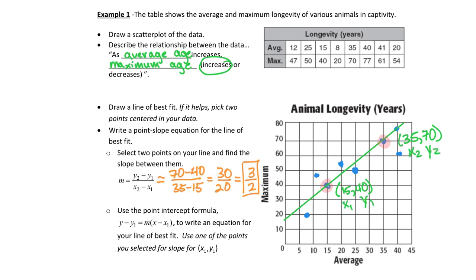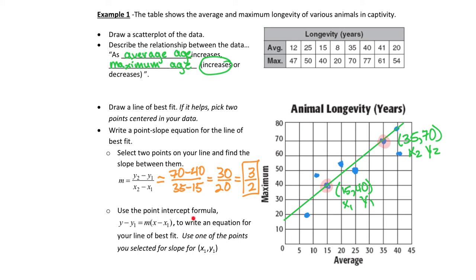All right, so let's see what I did here. I made this my second point. So the y from the second point is my 70. The y from the first point is the 40. The 35 right here, that's my second x, so 35, and my first x is 15 right there. And then I did the math, 30 over 20 reduces to 3 over 2.